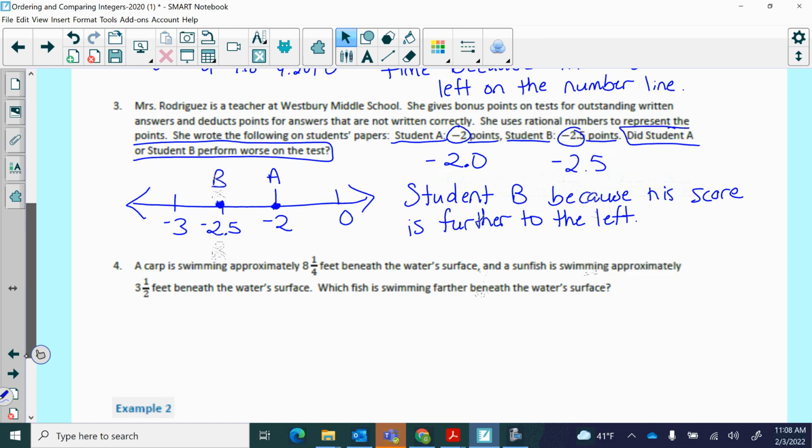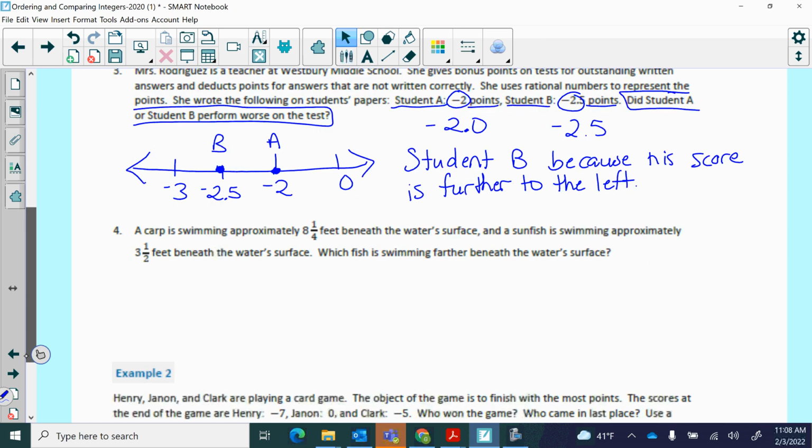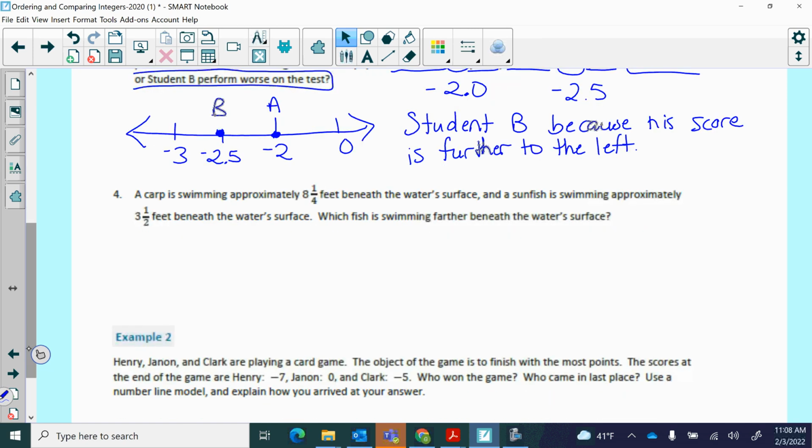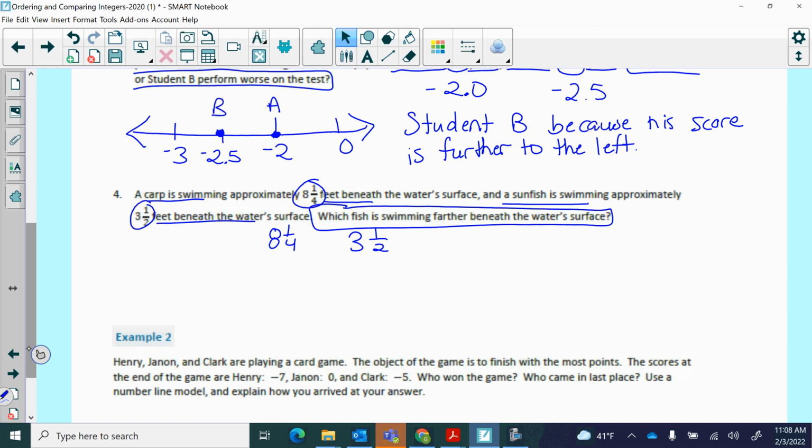Number 4. A carp is swimming approximately 8¼ feet beneath the water surface, and a sunfish is swimming approximately 3½ feet beneath the water surface. Which fish is swimming farther beneath the water's surface? So let's start with our two numbers. We have 8¼ and we have 3½. Both of these are positive.